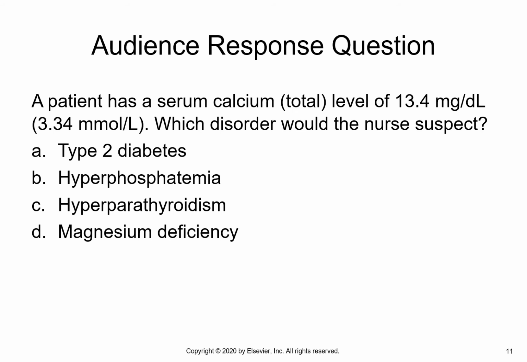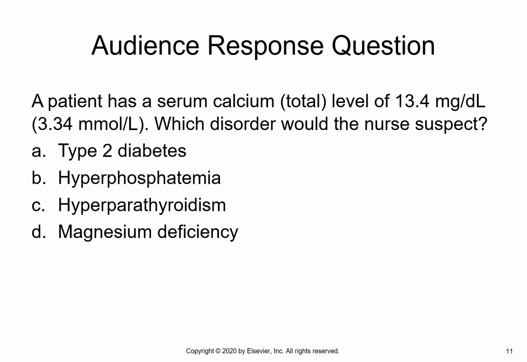So we're going to look at an NCLEX style question here. A patient with a serum calcium level of 13.4. Which disorder could the nurse suspect? Okay, so remember we talked about calcium and hypocalcemia, hypercalcemia. So now we know it can be related to certain disorders.